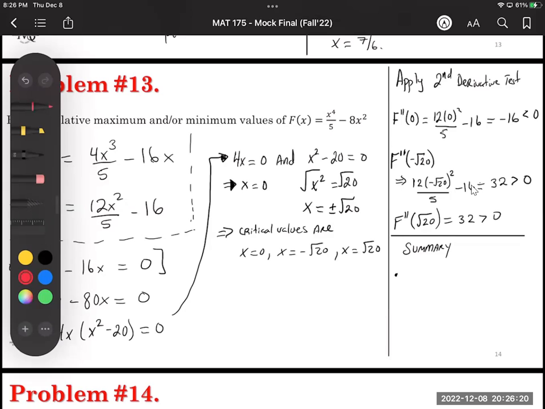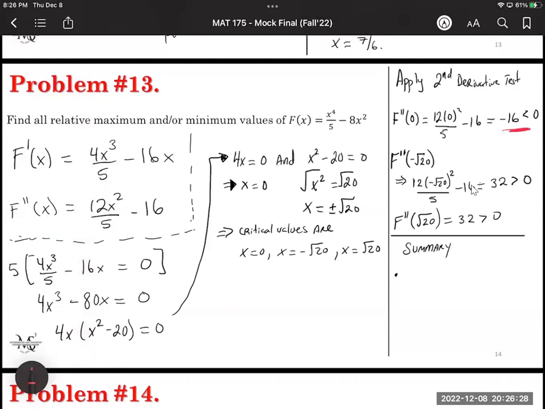So again, because at the first critical value, when you evaluate it into your second derivative, it was less than 0, then this is going to be a relative max. So we say relative max of f of 0. If I want to figure out what that value would have been, I would have had to plug 0 into the original function. But for time constraint here, I'm not going to do so. I'm just going to say relative max of f of 0 is at x equals 0.